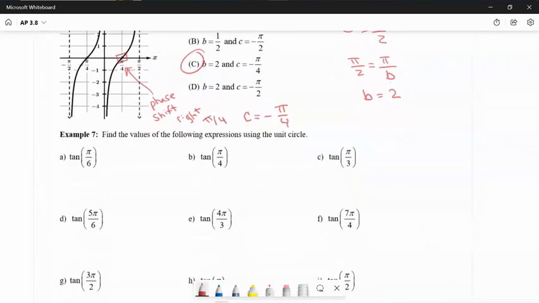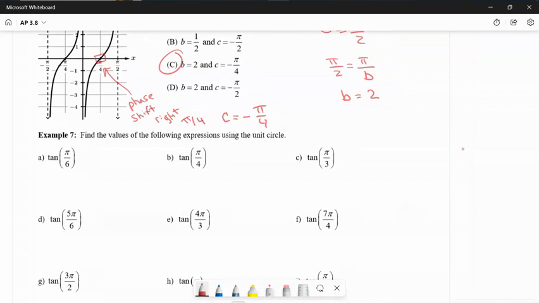All right, last part here is now we're going to switch to finding exact trig values for tangent. And in order to do that, I think that if we just think through the first quadrant of our unit circle, that'll give us enough information to determine what all these values are. So I'm going to write just that first quadrant here.